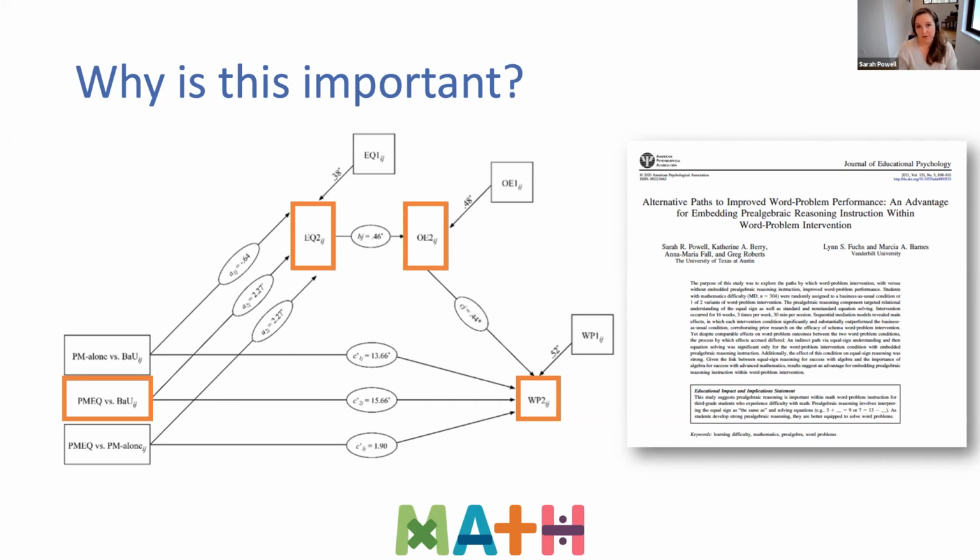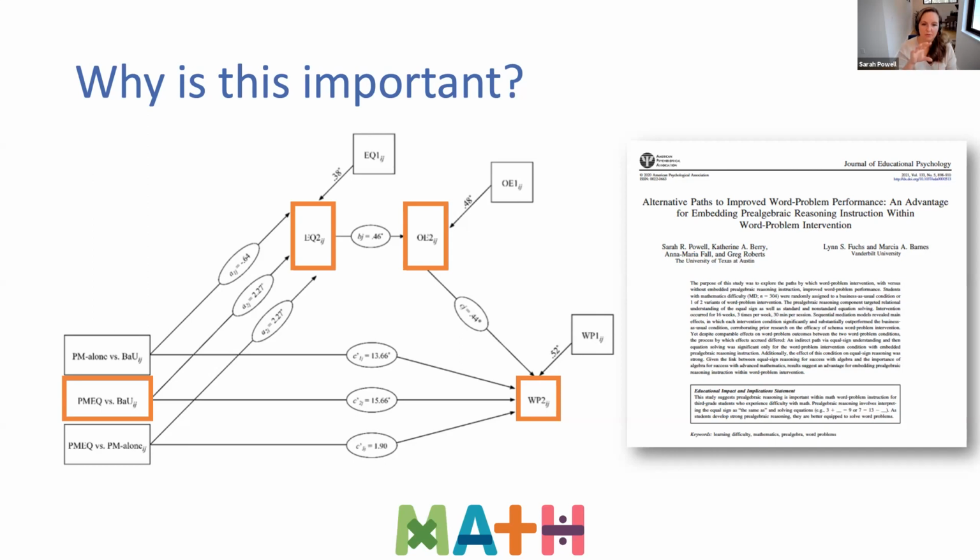The first was Pirate Math Equation Quest, which is what I've been talking about here. The second was Pirate Math alone. So that's Pirate Math without the Equation Quest activities. And then some students were randomly assigned to a business as usual control group where they did not receive tutoring from our research team, but received regular math instruction in the classroom.